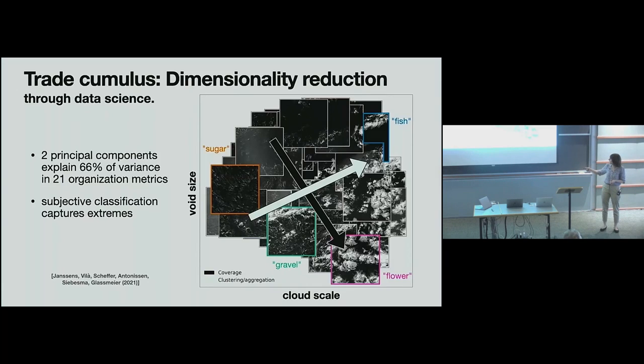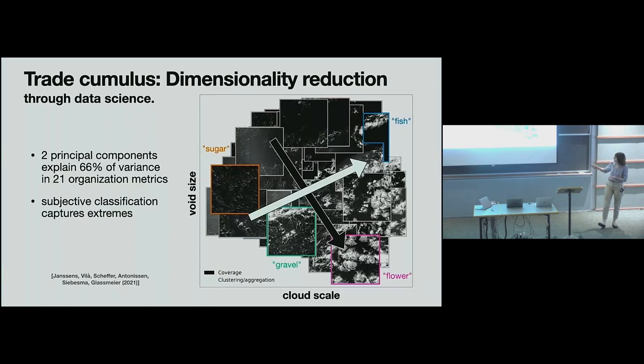So this would be the first principal component, and this would be the second principal component. Basically, the first component is somehow the cloud scale, and the second component is the void size. So if you want to put it differently, the scale of the cloud-free regions, right? This is a way of capturing how the clouds are clustered. And then interestingly, what we find is that the subjective classifications, the sugar, gravel, flower, fish stuff, roughly lie at the outskirts of the distribution of images we get. So the human eye seems to be good at identifying extremes, maybe, and also good at identifying repetitive patterns.